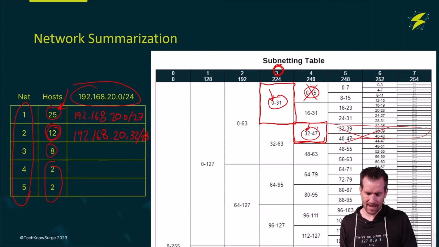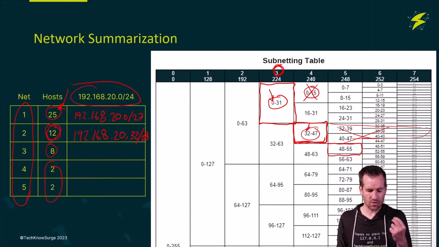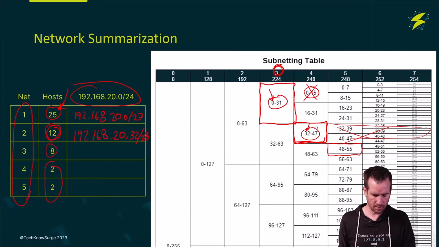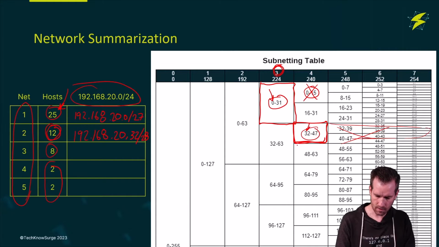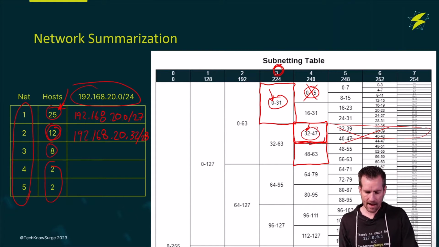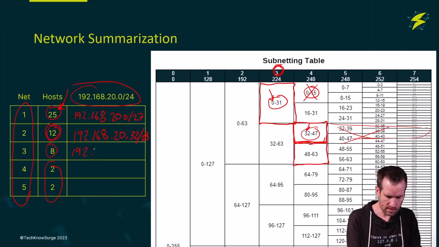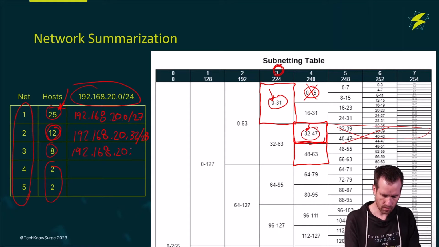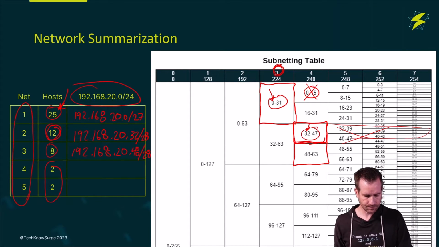Okay, next one is 8 hosts. This provides for 16. We could go to the next one down, and that would be 8 right there, but the problem with that is we need 8 usable, and this would not provide for 8 usable. So we would have to use this next block right here, which gives us 14 usable. So we'll use that one. This one is 192.168.20, and it starts with 48, so 192.168.20.48, and that is another /28.